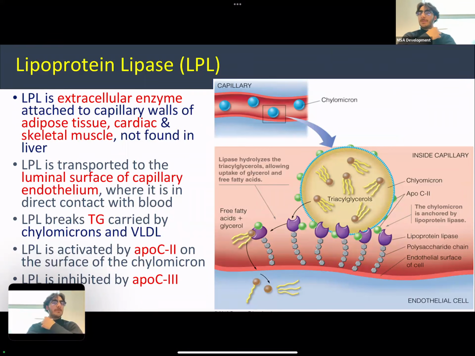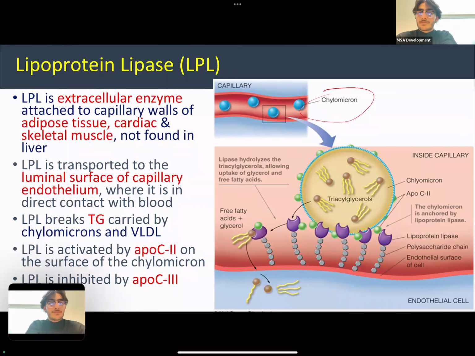So lipoprotein lipase. Now this is a very, very high yield concept. A lot of the questions that you see from this lecture are related to lipoprotein lipase. Lipoprotein lipase is an extracellular enzyme attached to capillary walls of adipose tissue, cardiac, and skeletal muscles, and it's not found in the liver. It acts on chylomicrons mostly, and all VLDLs. So it breaks down triglycerides that are carried by chylomicrons and VLDLs.